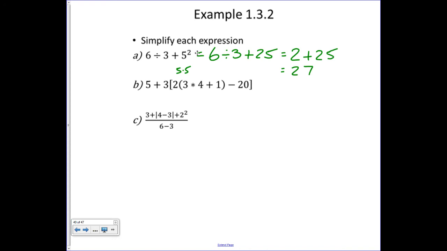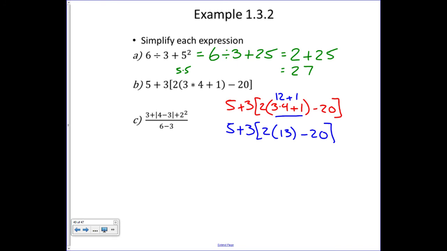Now we want to do a similar thing for the second problem, except now we have a lot of grouping symbols. When you're dealing with a problem like this, you're going to work your way from the inside out. So we're going to start with the innermost grouping symbol. That's this part here. 3 times 4 is 12. 12 plus 1 is 13. And so we get 5 plus 3 times 2 times 13 minus 20. Now we're within the brackets.